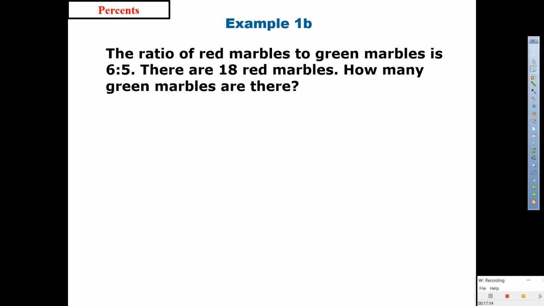Example 1B. And it reads, write that down, please, the whole thing. Somebody said earlier, we write the words? Yes, write everything. The ratio of red marbles to green marbles is 6 to 5. There are 18 red marbles. How many green marbles are there? Set up your proportion, solve, and write me a statement. Let me send you the screen so you can send me your work as soon as you're done. And go.